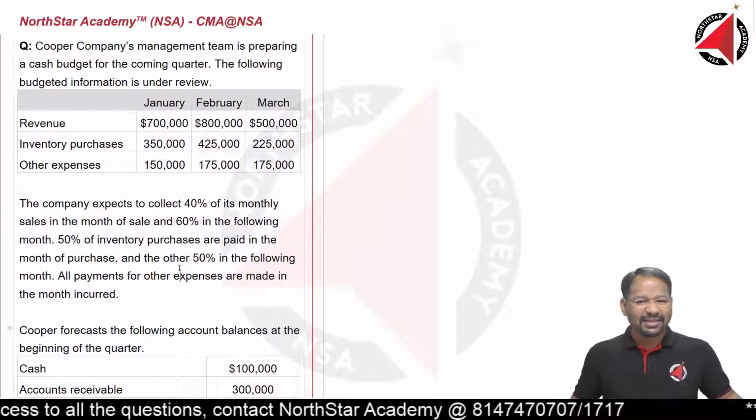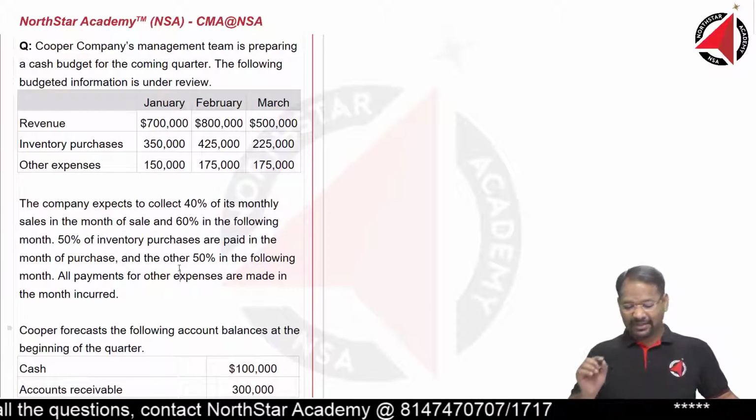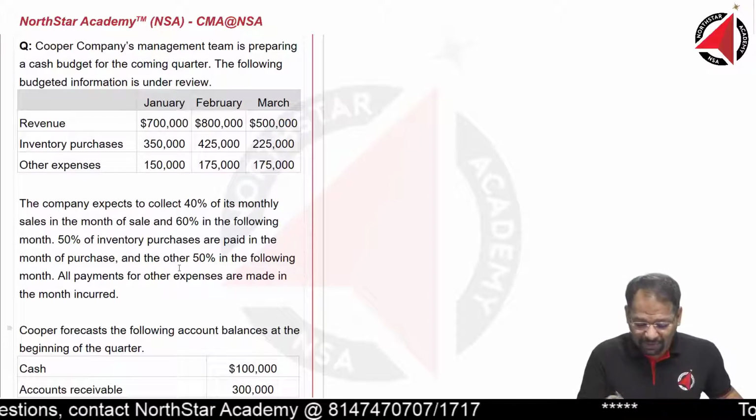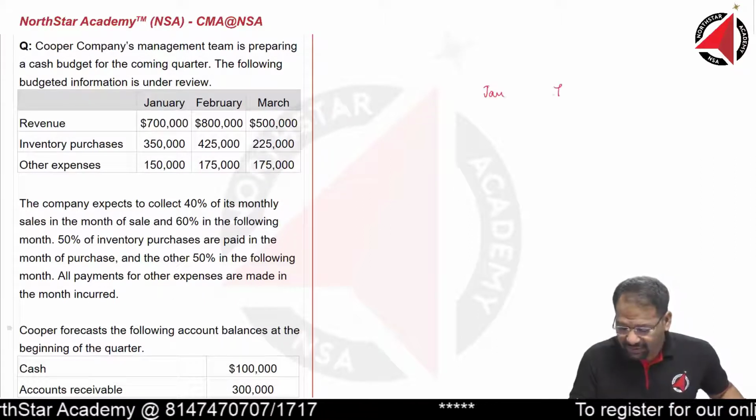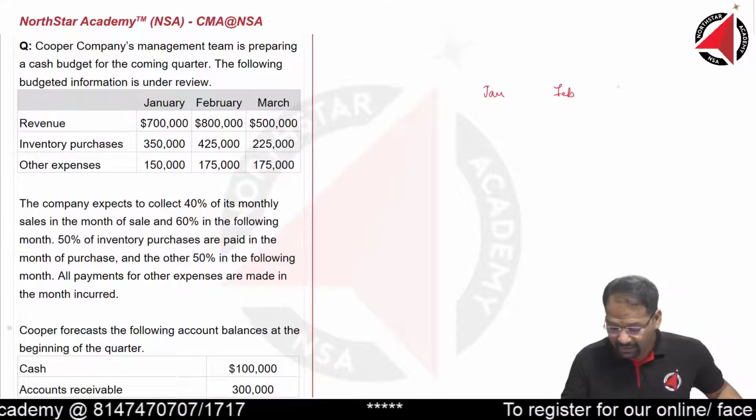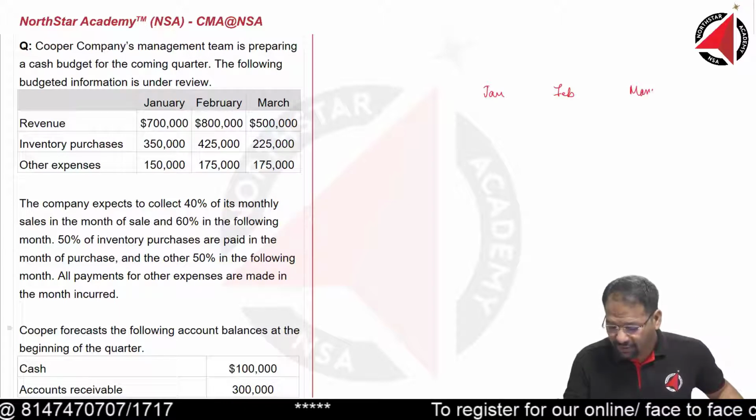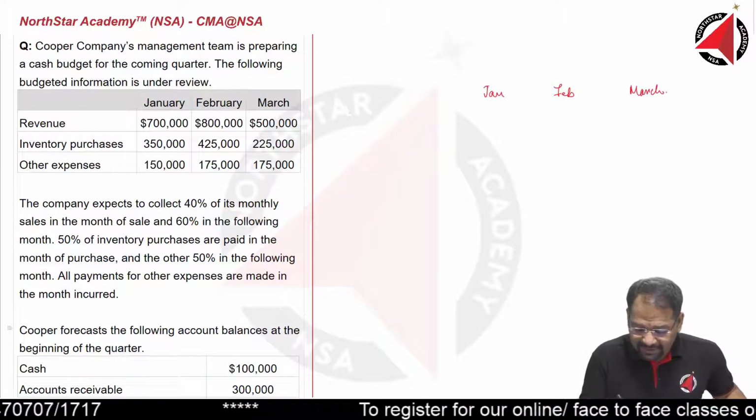Question is easy but it is a little lengthy. Let's calculate one by one. First, January, February and March. We are going to first calculate the receipts.